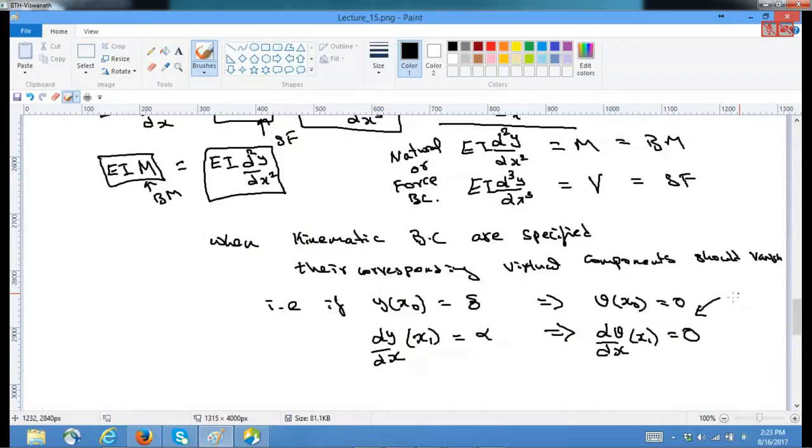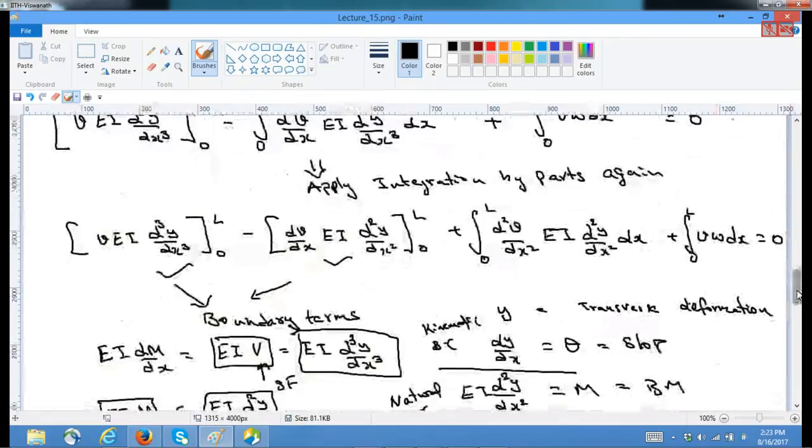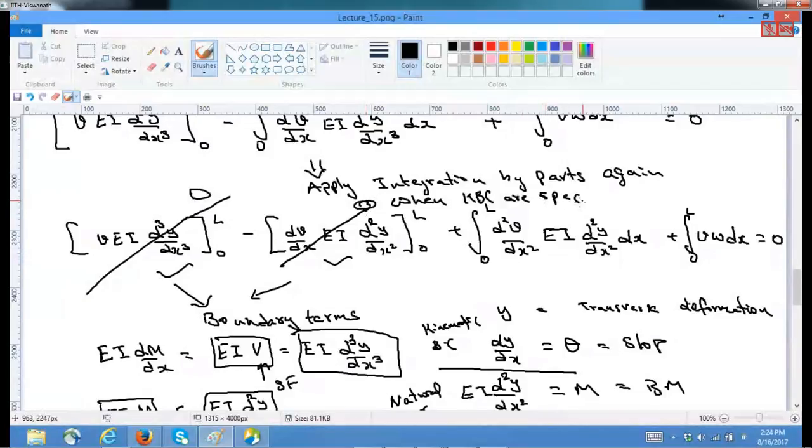So whenever these are mentioned, if these take 0, the advantage we get in the weak form is these things will go to 0 when kinematic boundary conditions are specified. Same, this fellow also would vanish when kinematic boundary conditions are specified. In that case, we are only left with these things.